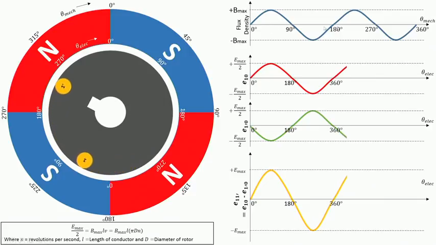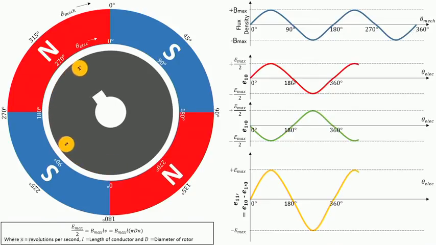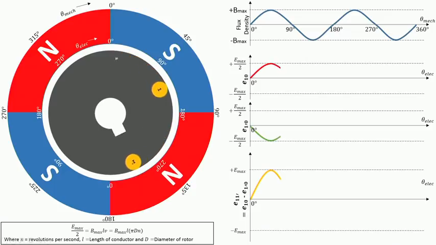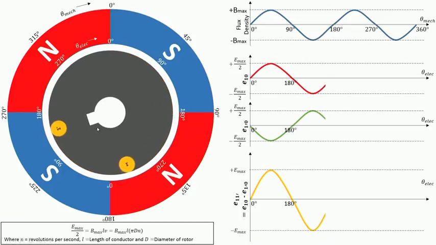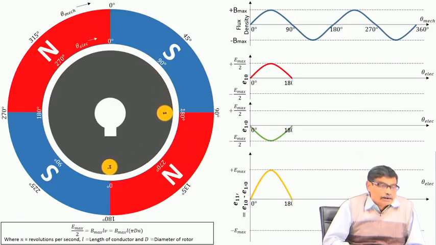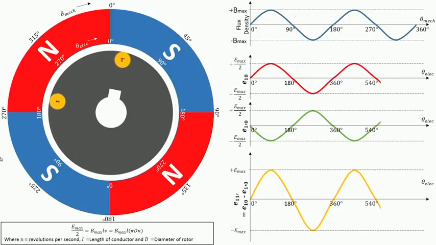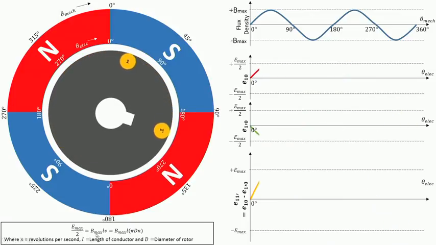Note that I have shown both the angles; this is theta mechanical. Theta electrical is 720 degree; 90 degree is 180 degree, 180 degree is 360 degree. So, when the coil makes one mechanical rotation, you get two cycles of EMF; one cycle of EMF is 180 degree mechanical. Therefore, this is how things go on. This is a very nice demonstration, and you can see this expression also.